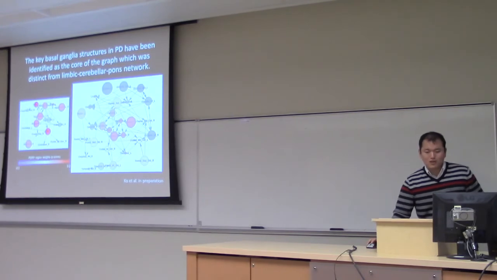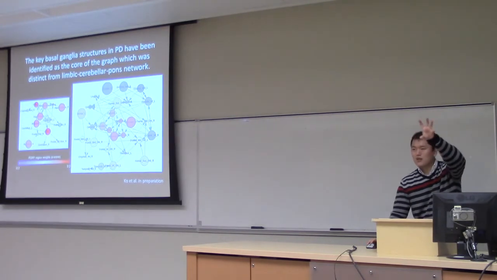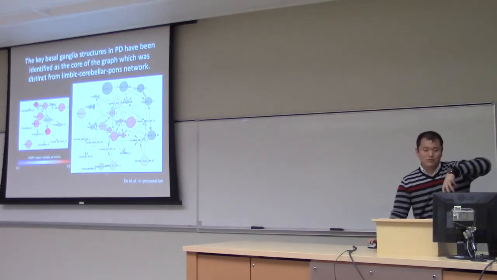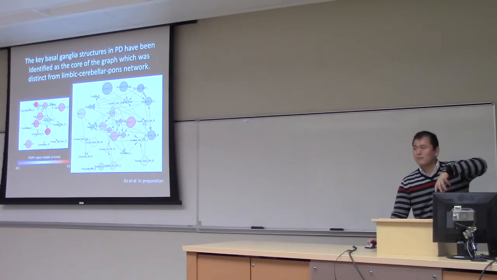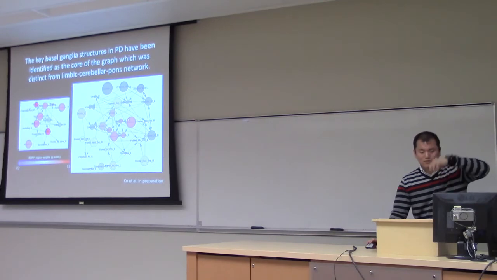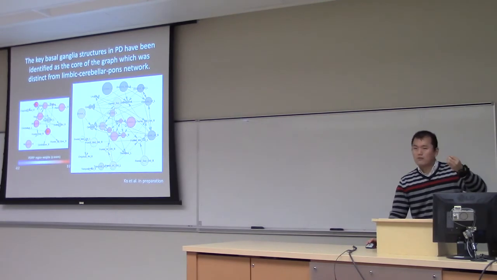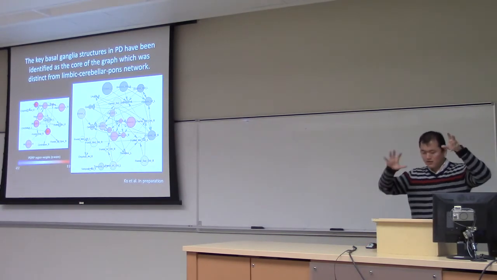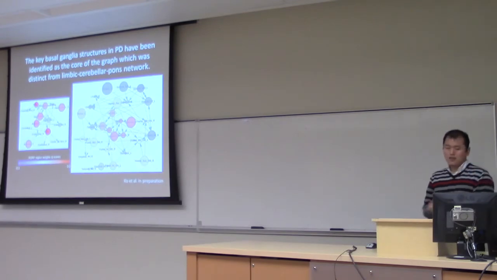pallidum, putamen, and thalamus in the central hub regions, and the other hypometabolic regions and other regions are in the surrounding. Which means that using this graph theory sensitivity analysis, we could identify the core of the subgraph that is relevant to the Parkinson's disease-related pattern.